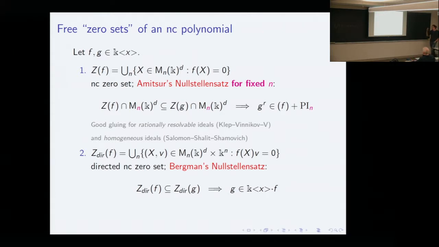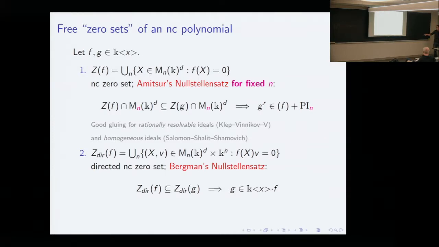A different way of thinking about zeros would be the following. I take a polynomial and now I look at all the pairs of a matrix point and a vector such that F at that point times that vector is 0. So you give a zero with a direction, right? This is called a directed zero set, and this appears in Scott's and Bill's paper, and it's due to Bergman. Bergman proved that in this case you also have a nice Nullstellensatz result. So if every directed zero of F is a directed zero of G, then you know that F is a right factor of G.